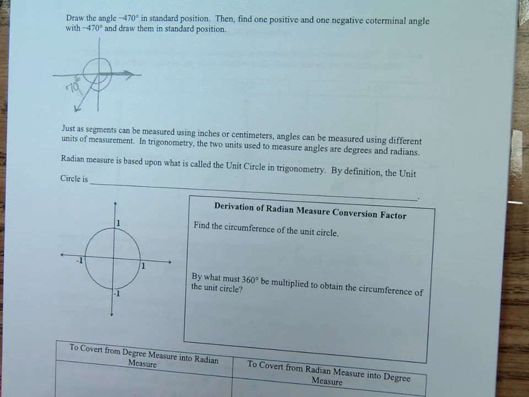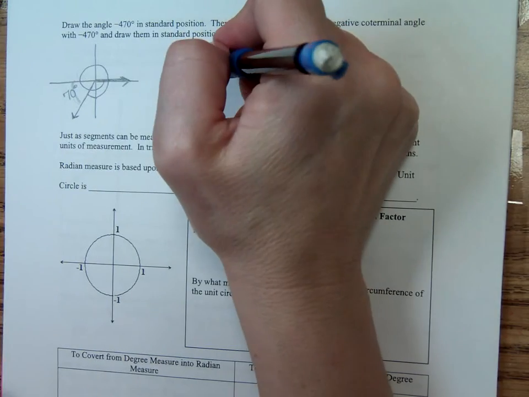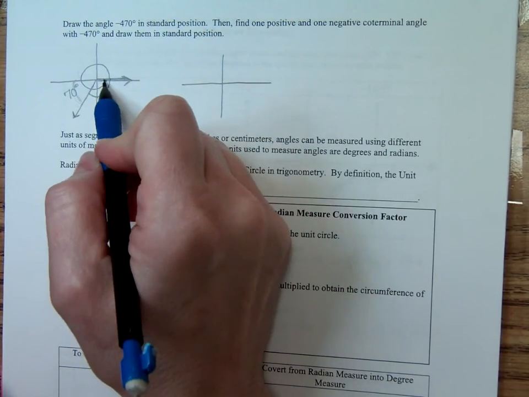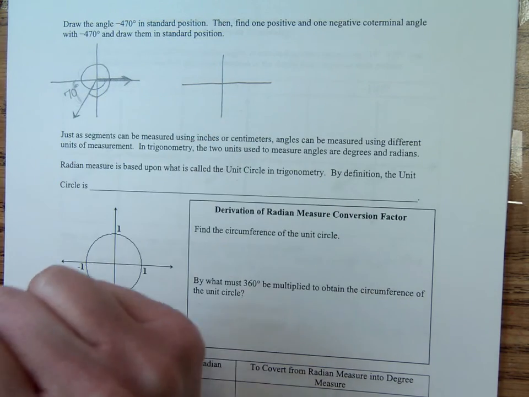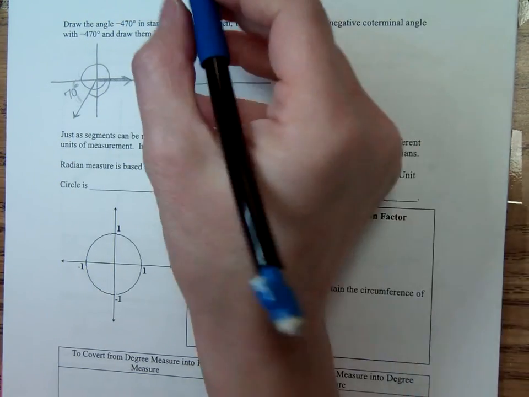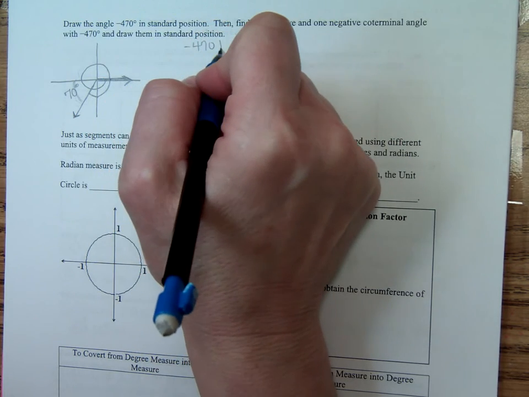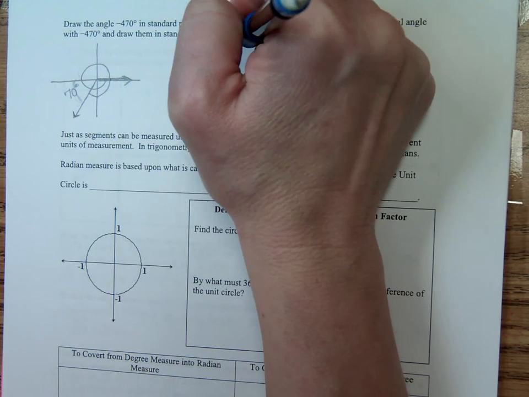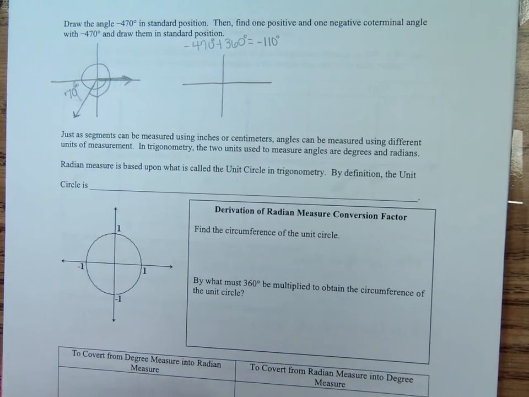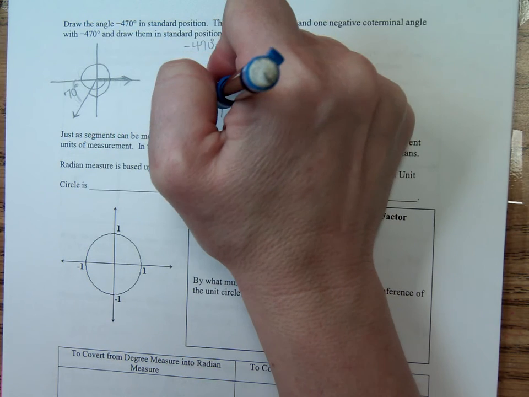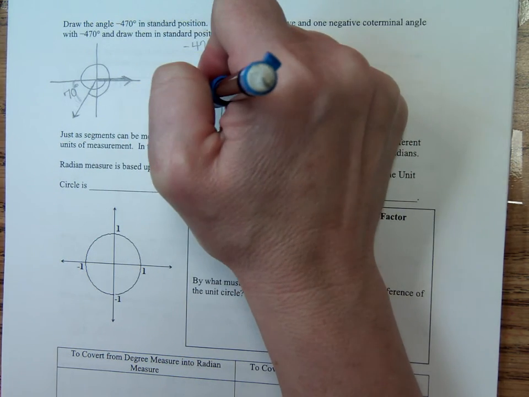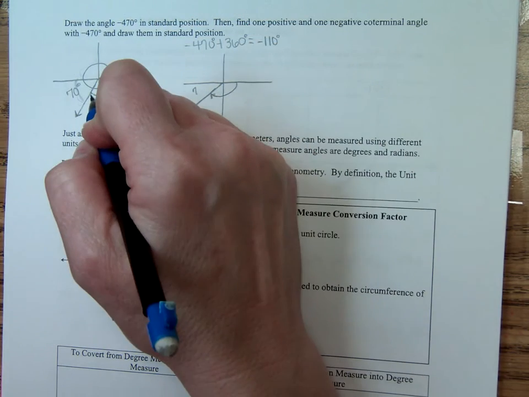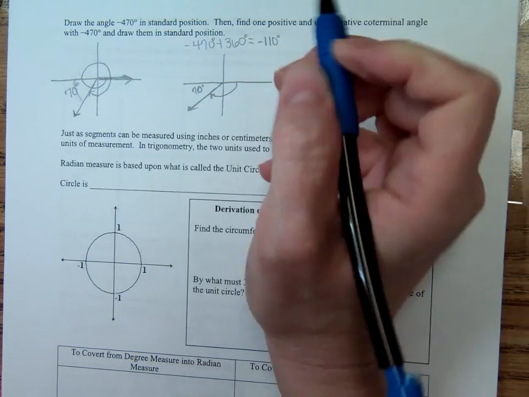co-terminal angle. So let's see. Since I had to go all the way around and then some more, what if I just did 470 plus 360? That would be a negative 110 degrees. So that would be a negative co-terminal right there. Keep forgetting to put my arrows on there. 70 degrees.